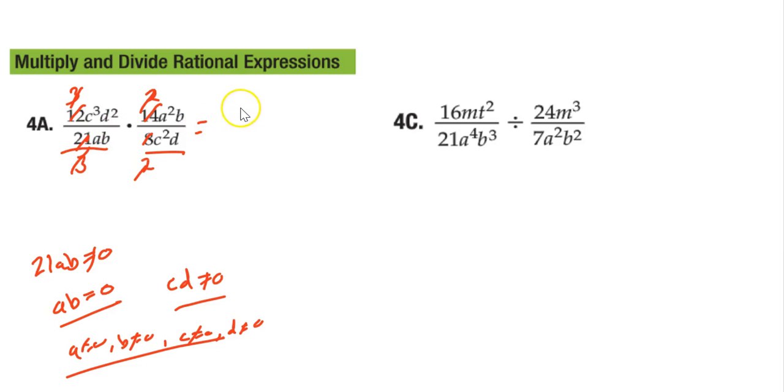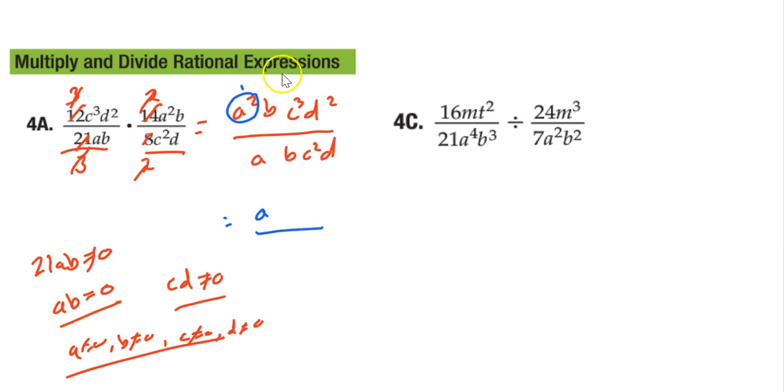This multiplies across. I'm going to get a squared b c cubed d all over a b c squared d. Now we have the variables. Let's just do what we always do, right? If I'm looking at the a's, I try to figure out which one has more. The top has more by 1. So I'm going to have an a on top. The b's are both 1, so they cancel each other out. On the c's, I have one more c on top also.